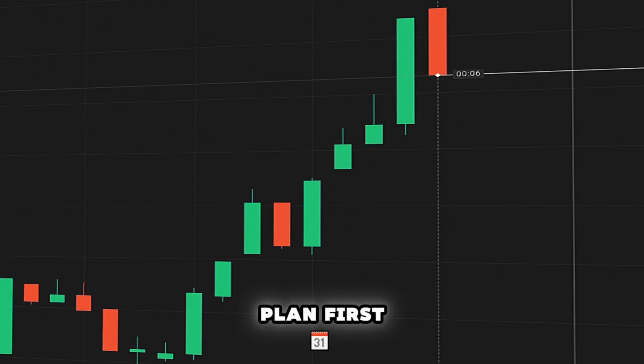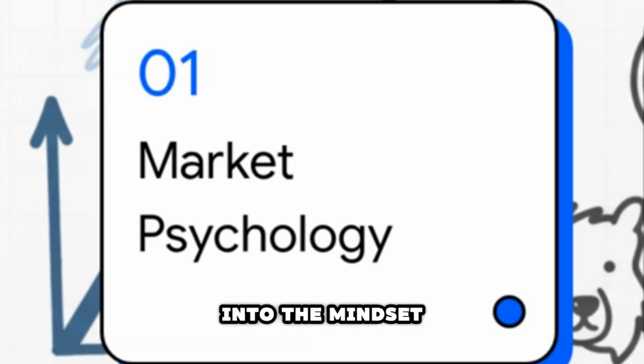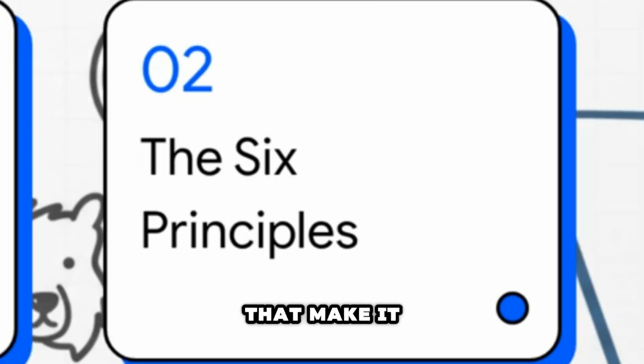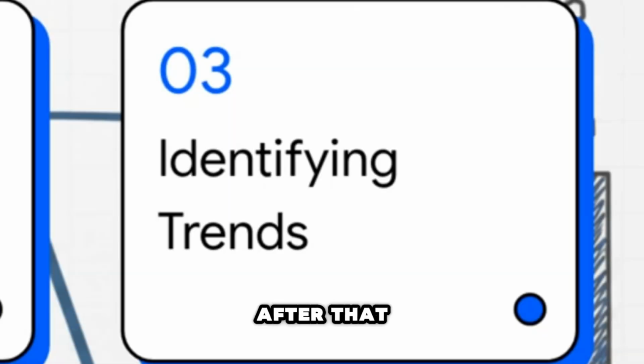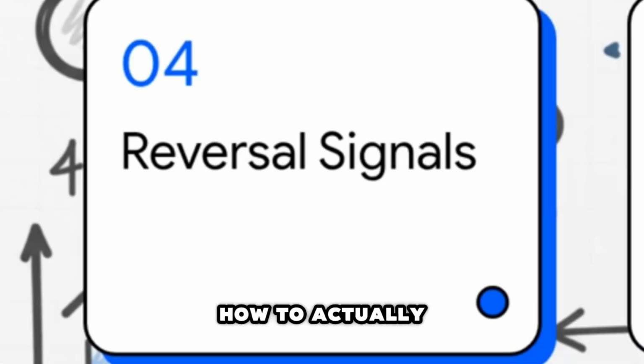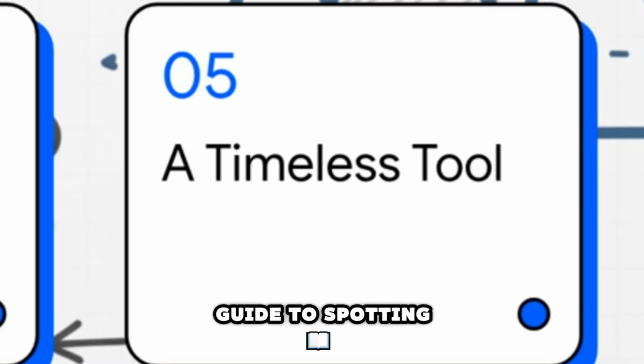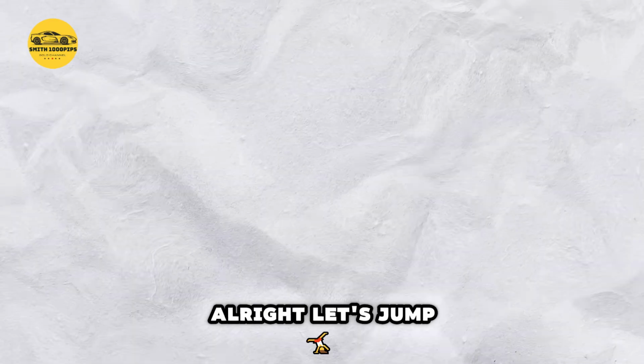So here's our game plan. First, we'll get into the mindset behind the theory. Then, we'll break down the 6 core rules that make it all work. After that, we get to the good stuff, how to actually see a trend on a chart. And we'll wrap it all up with a clear step-by-step guide to spotting the exact signals that tell you a trend is ending. Alright, let's jump right in.